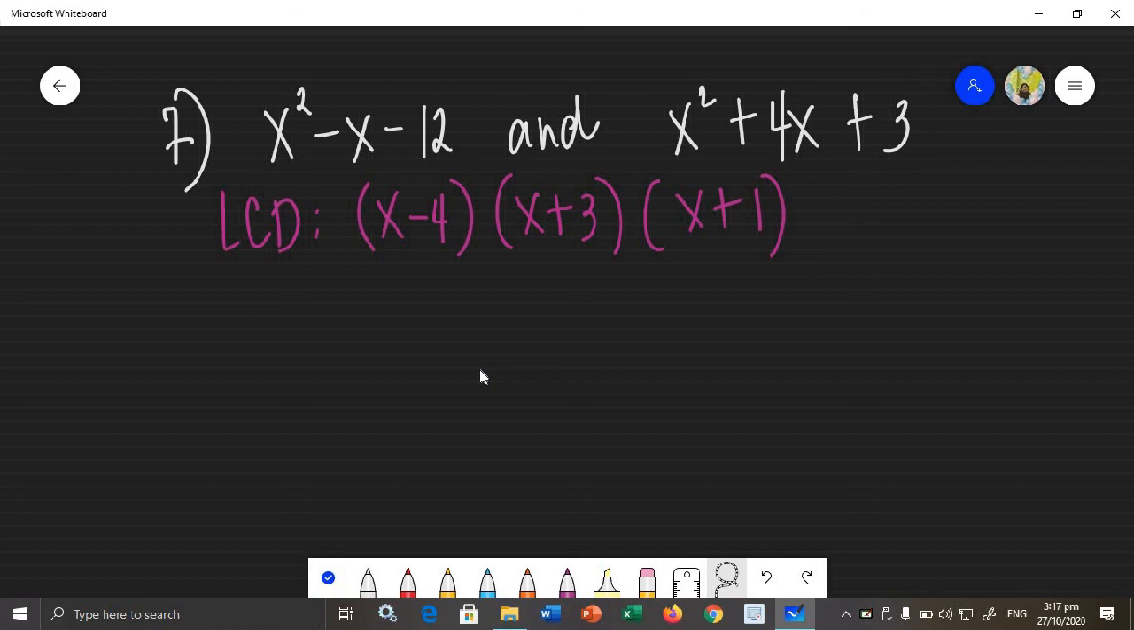So that's how you find the LCD of the denominator of the given rational algebraic expression, given that the denominators are binomials or trinomials.